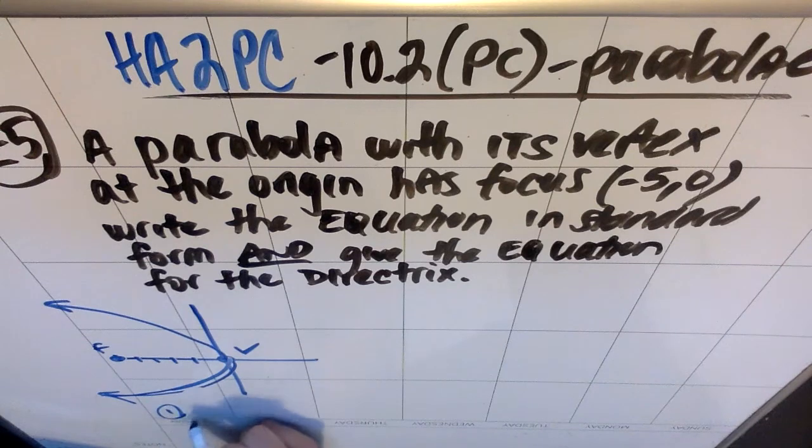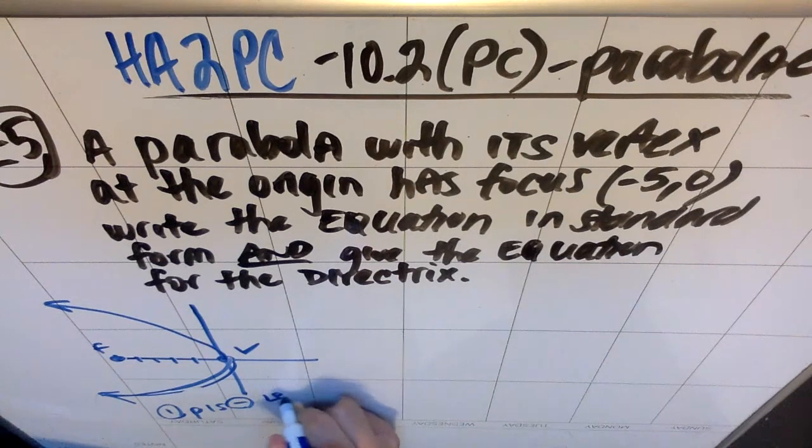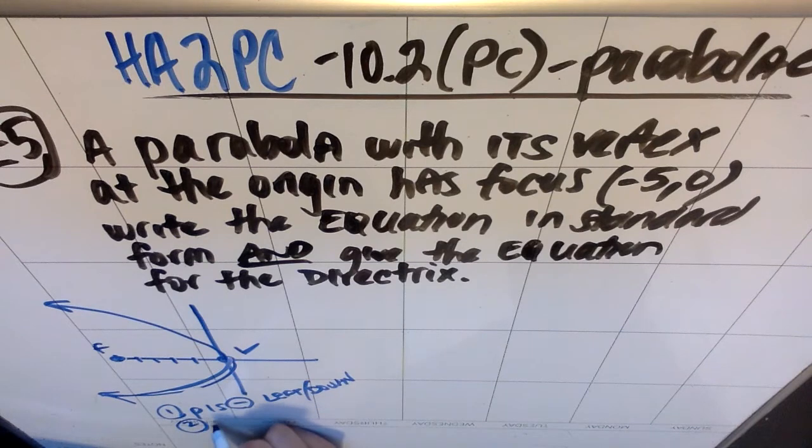So number one, it tells me that p is negative, right? Because it's bending to the left. So if you see something that's opening left or down, p is negative. The second thing it tells me is that it's a y squared, because when we have something that bends to the left or right, we're looking at a y squared, right?